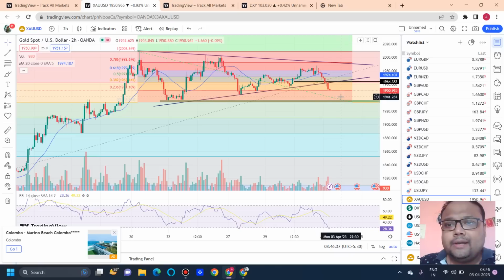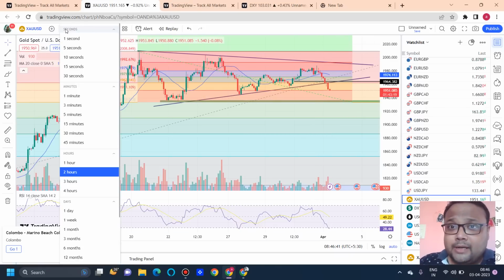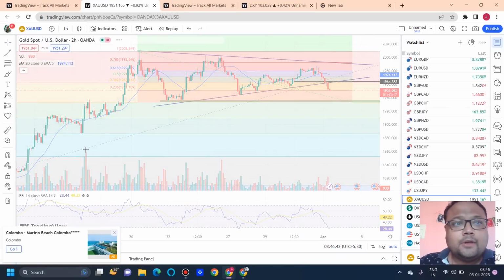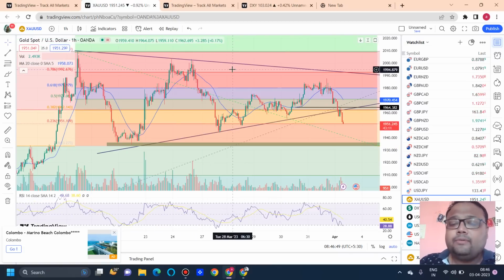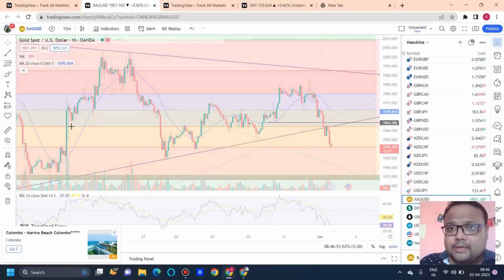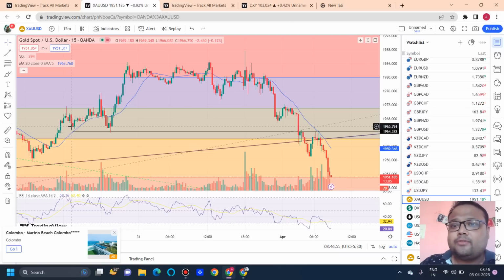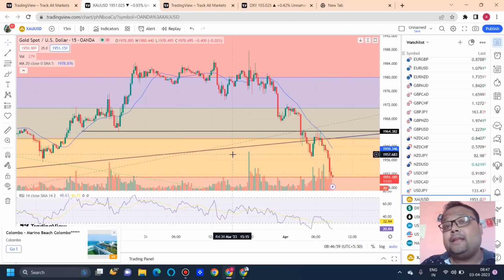I think market will take some support, but keep in mind that no level is permanent in the market. So as a result, you can switch to 1 hour, 15 minutes or 30 minutes time frame, and just wait for the market to bounce. If you see market taking support, bouncing, or showing price rejection from below, then only you should go for a buy position around 1935 level.